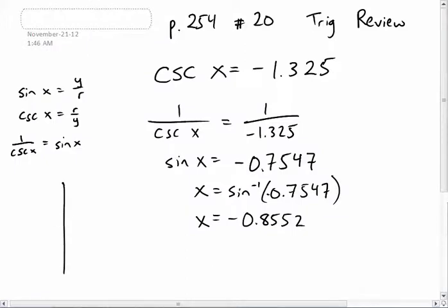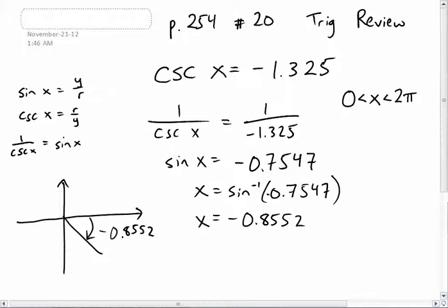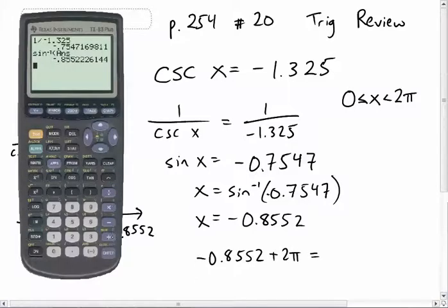So that's in quadrant 4 in standard position, somewhere around here, negative 0.8552. So unfortunately that doesn't fit in the domain. The answer is supposed to be from 0 to 2 pi. So in order to change that to a positive angle, I just have to add 2 pi. So one of my answers will be negative 0.8552 plus 2 pi. We'll take my answer and add 2 pi to get 5.42, 5.43.